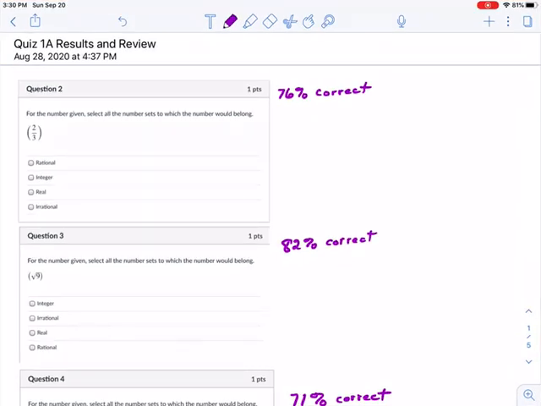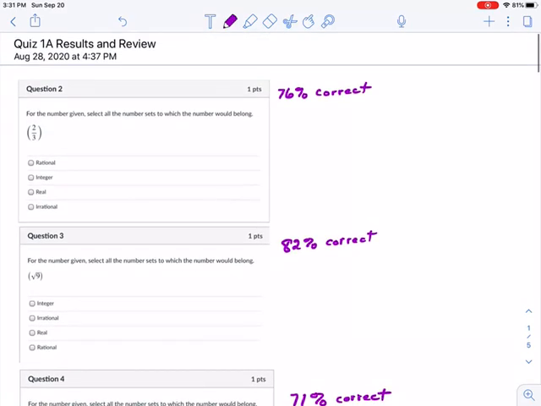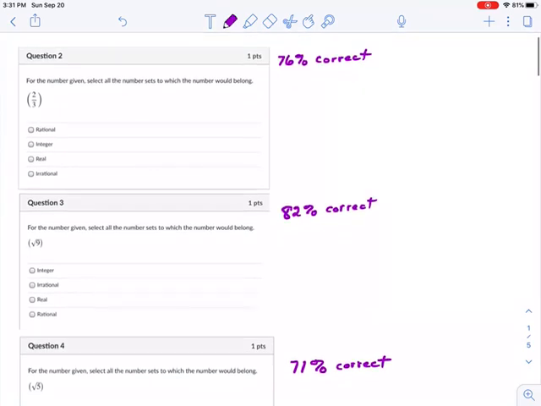Okay, for those of you who've taken quiz 1A, which should be everyone by now, you were not able to see which questions you missed or how you missed them, if you missed any. So I put together our little quiz so that we could take a look and see how we did. All right. I skipped question 1 because 100% of us got question 1 correct. So I'm just going to question 2.